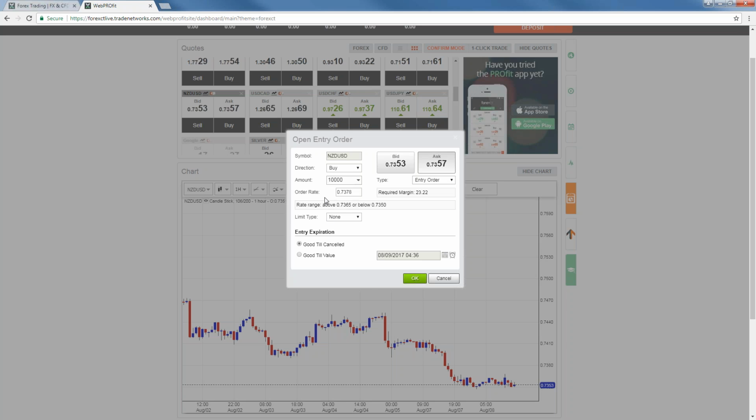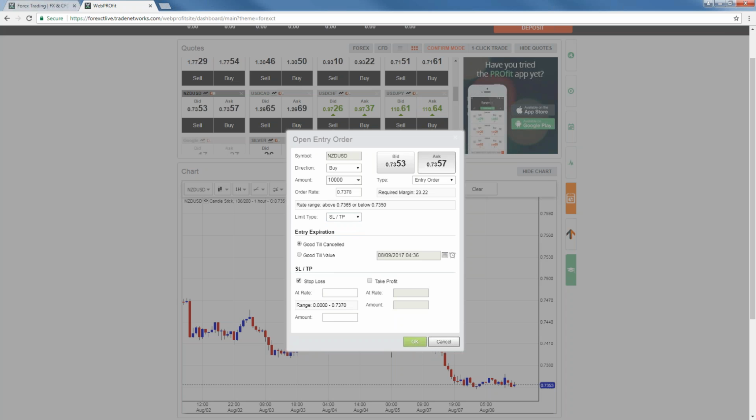Now, of course, what we can do with these entry orders, we can set a stop loss and take profit on our trade. And remember, these stop losses and take profits pertain to the entry rate, not the current rate, okay, the entry rate. So if we come in at 73.78, what we could potentially do is put in a stop loss of 73.50 below the entry of 73.78 here, and then a take profit of 0.7450.